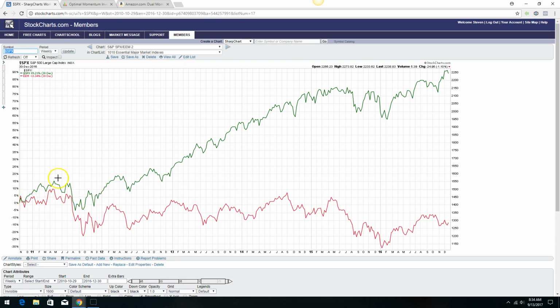So I hope this was helpful to you, just to kind of show you a rotation strategy, a relative rotation strategy. If you have any questions, feel free to reach out to me.